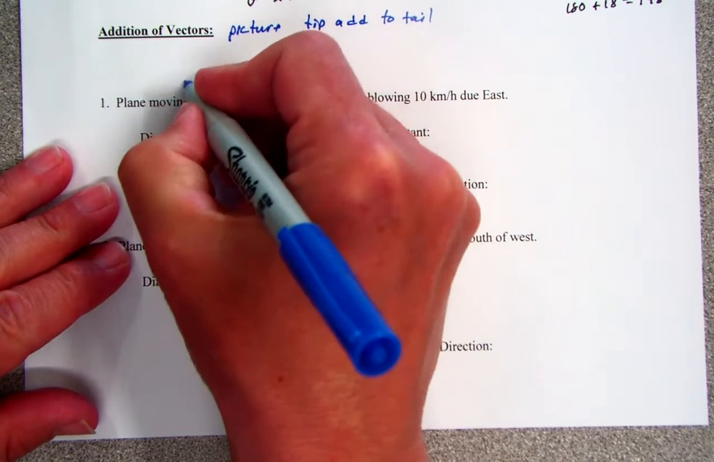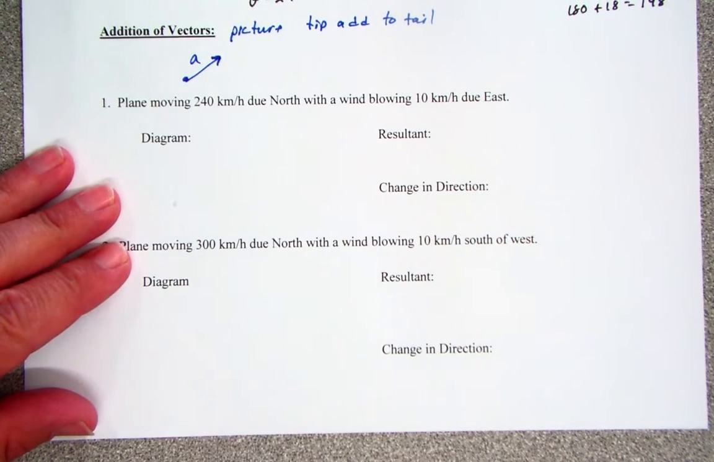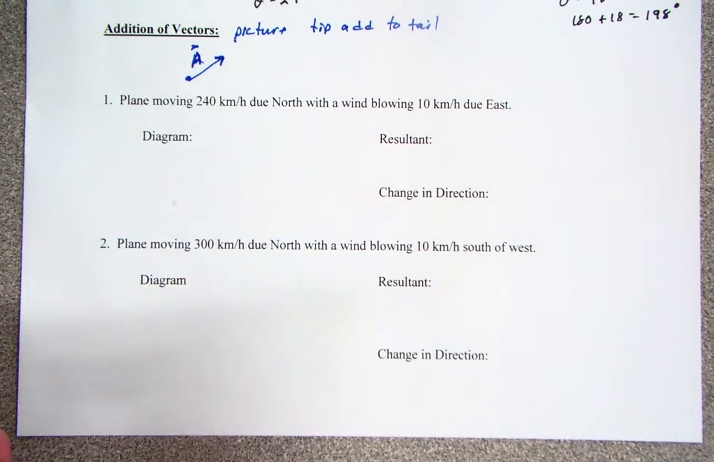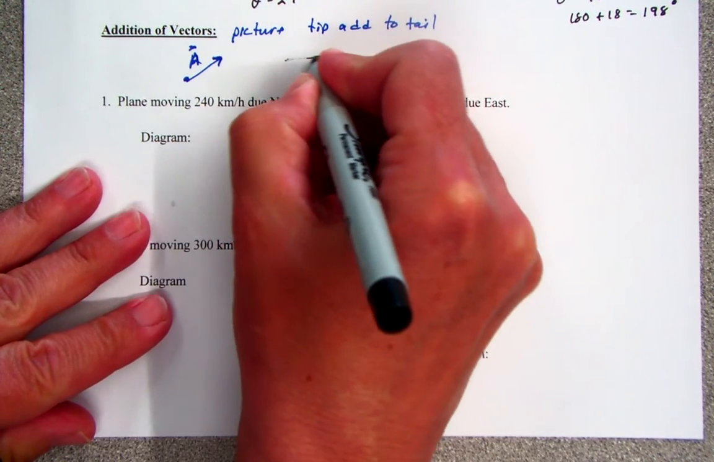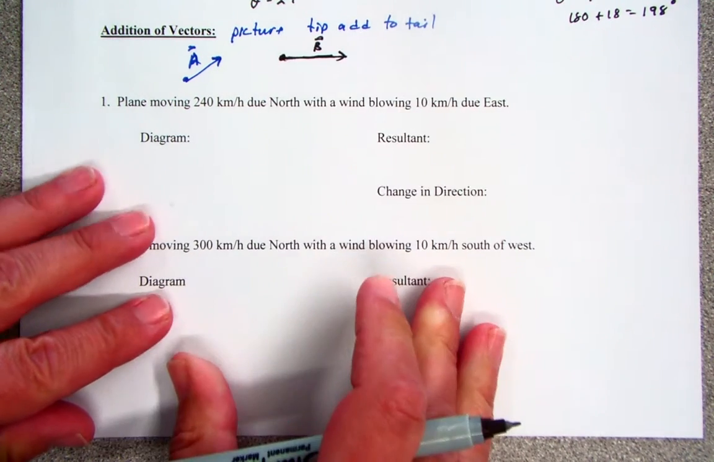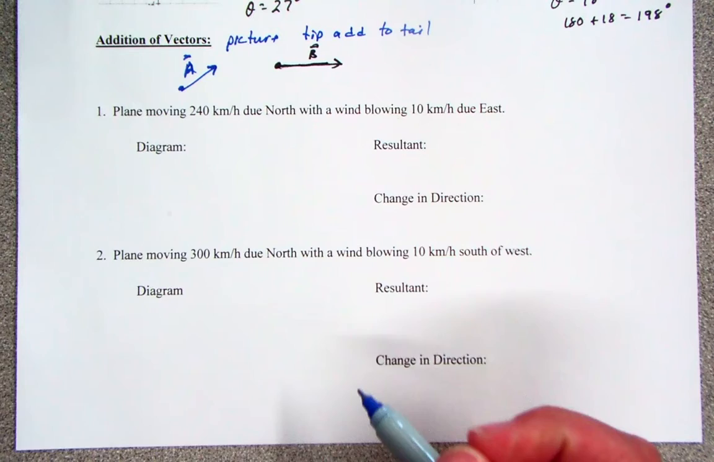So if I have vector A, and I'm going to use vector B. We should probably capitalize that and put a little arrow on top. Let's use vector B, and B is going to be longer than A. And it looks like it's going directly horizontal. So when I add that, I'm going to add tip to tail.